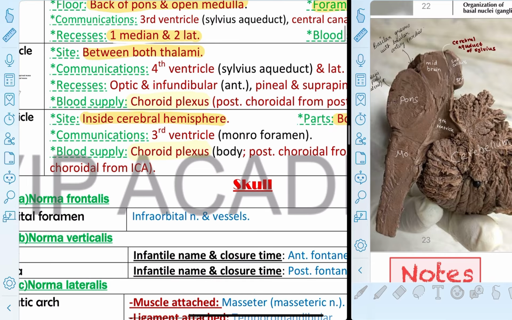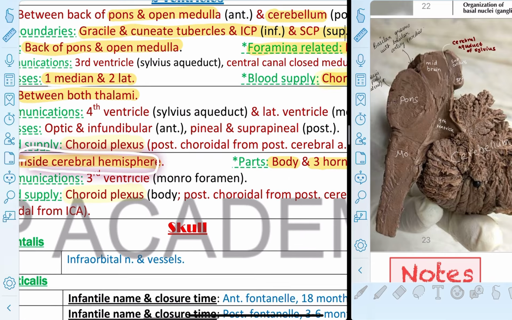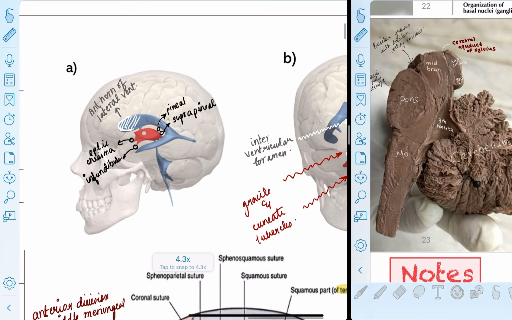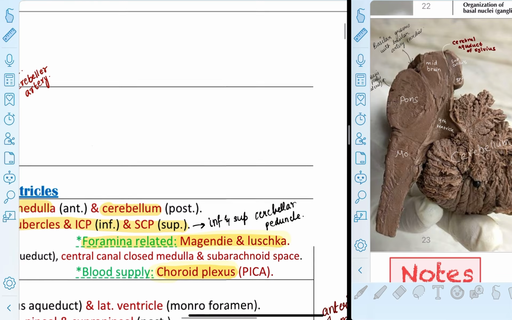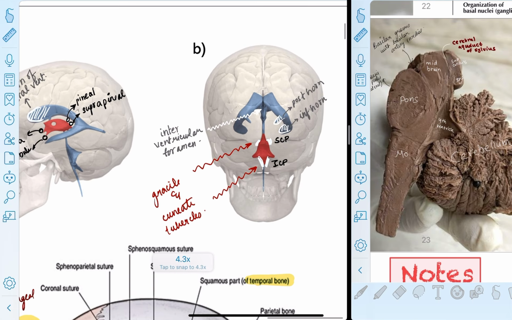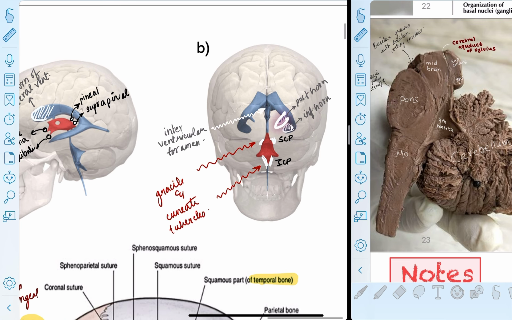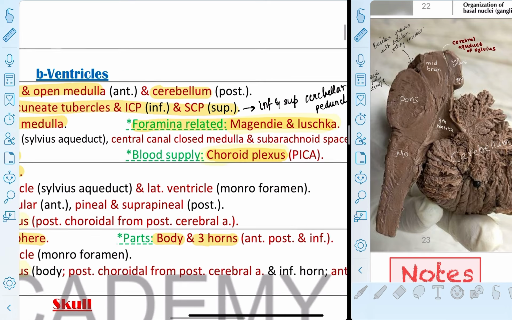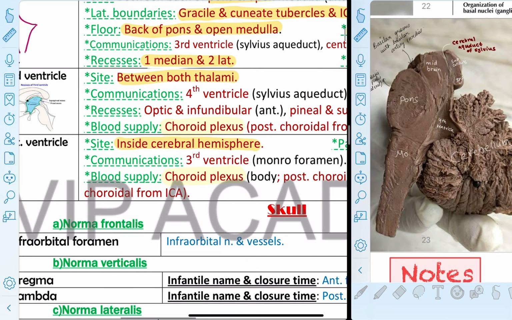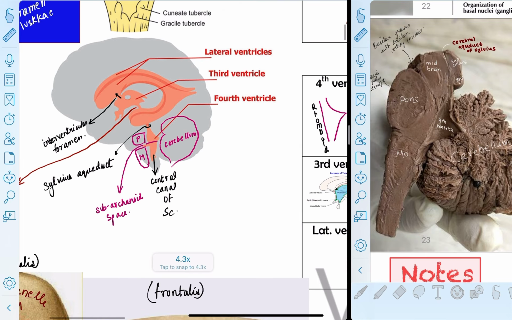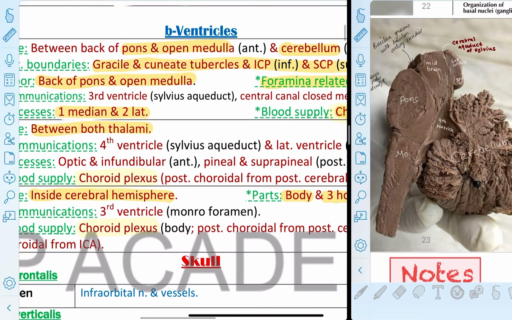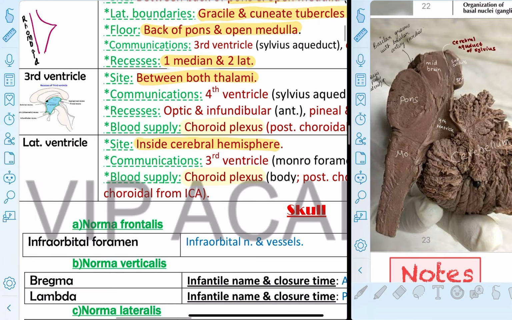Inside the cerebral hemisphere. So it is like this, no? This is the cerebellum. So inside the cerebral hemisphere, you can find the lateral ventricles. This is the posterior view of the skull. This is how they look. Posterior horn, inferior horn, inside the cerebral hemisphere. Communications, we all know. It's related to the third ventricle through the foramen of Monro. What else? That's it. Blood supply, choroid plexus.